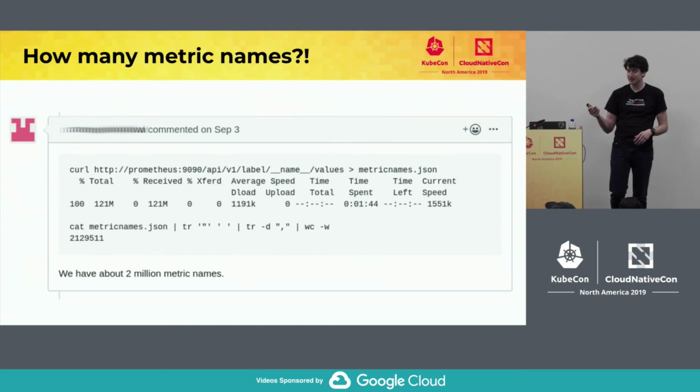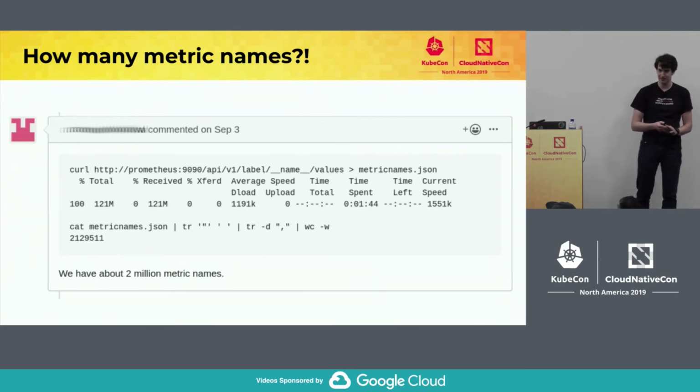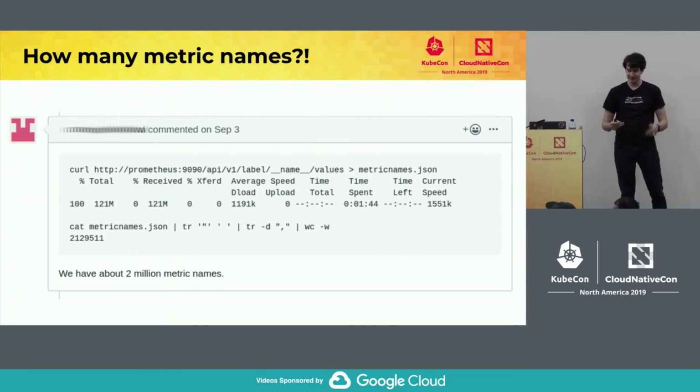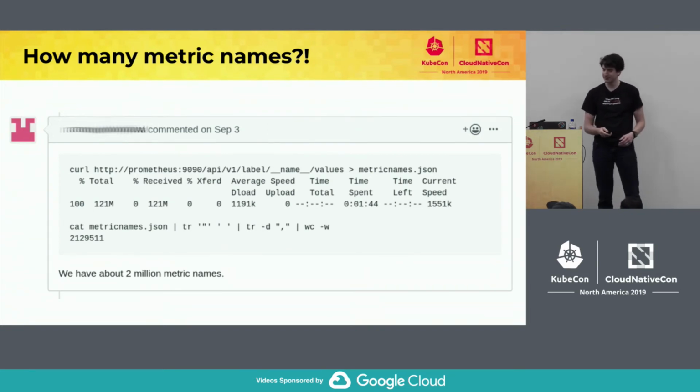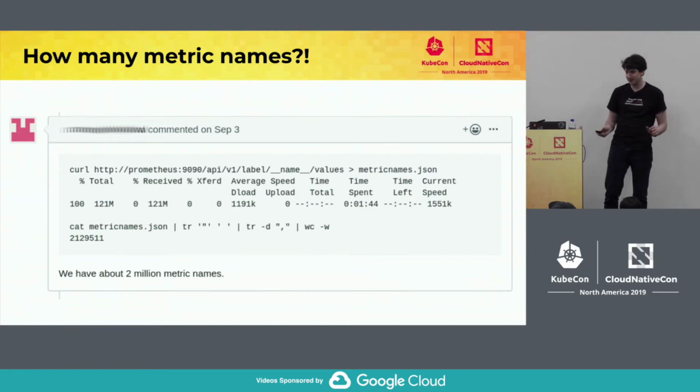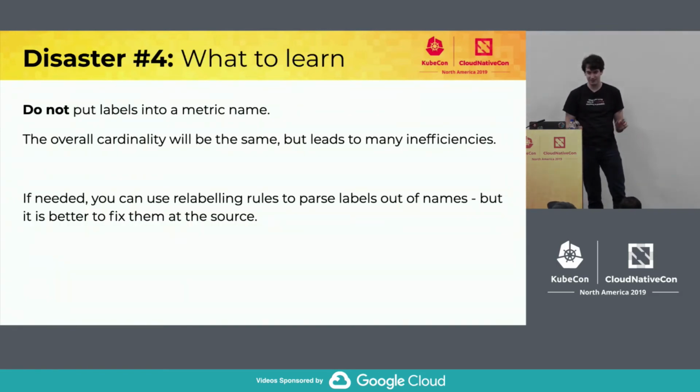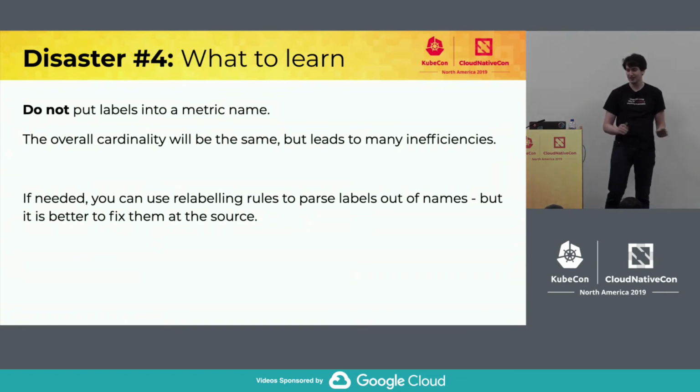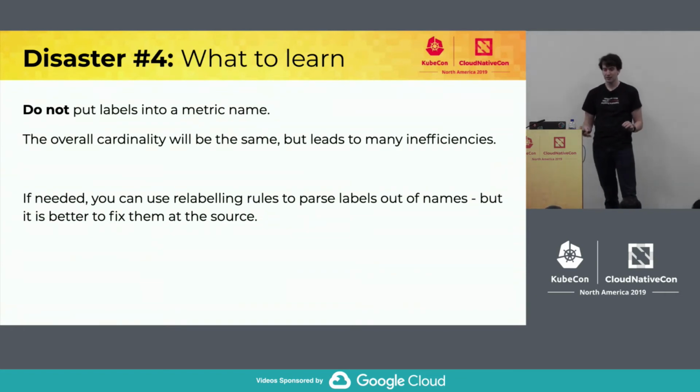And there's actually, I think I've seen 3 currently open Prometheus issues around this behavior and what to do about it. Hopefully some of those will get worked on before too long. But yeah, so do not put label values into your metric names. Not a good idea. Lots of different inefficiencies.